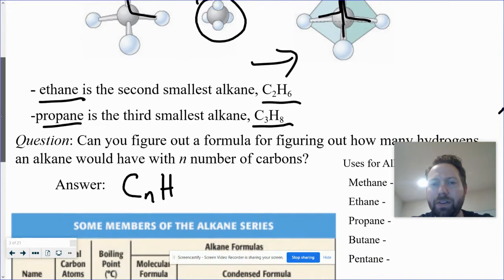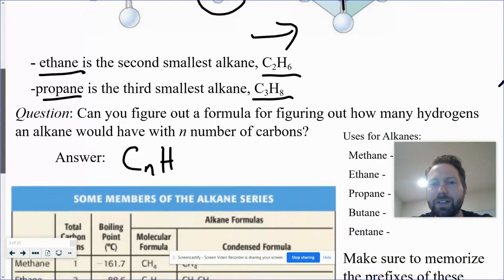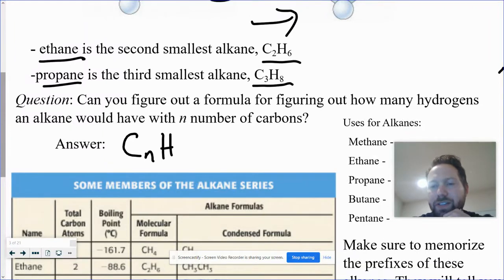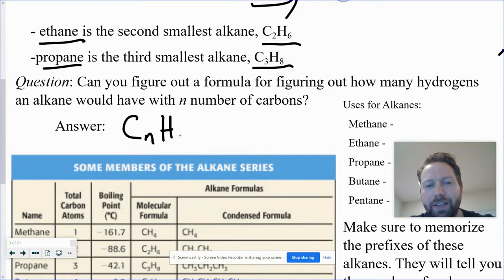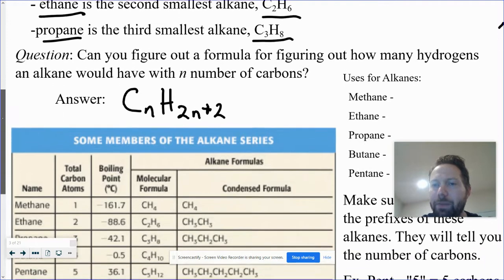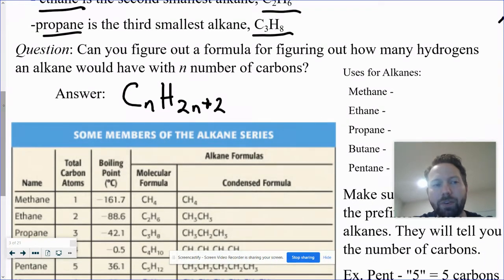CH4, C2H6, C3H8. What you should notice is that in order to figure out the number of hydrogens, you take the number of carbons, you multiply it by 2, and you add 2. This is the formula for figuring out the number of hydrogens from the number of carbons.